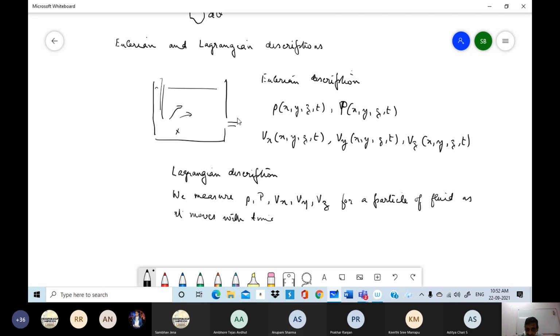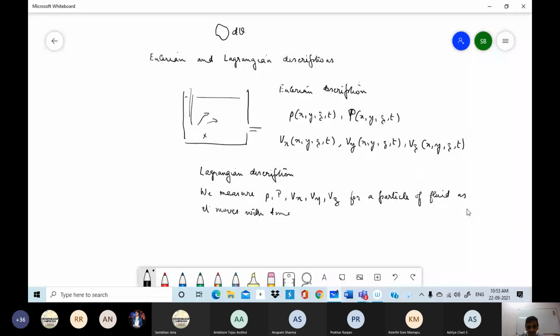So then the question comes, can we derive the equations governing the variables in the Eulerian description? So instead of velocity of a particular particle, if I say velocity at a particular point, then what are the equations governing that? So our first task would be to derive the governing equations for velocity in the Eulerian description.